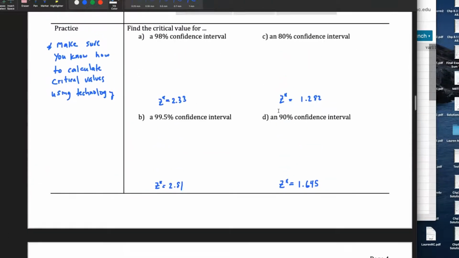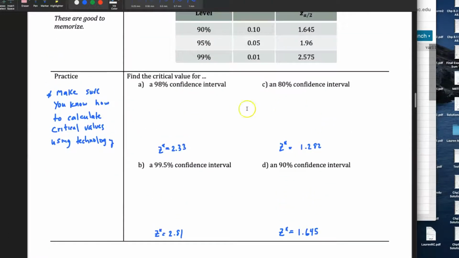And so just as a practice, here are some questions. What's the critical value for these different confidence intervals here? And so I'll show you one, but I'll let you try the rest of them. Now, in each of these, as you have a 98% confidence level, that means your alpha is 0.02. Here, your alpha is 0.20, because 20%. Your alpha here is 0.005, okay? And your alpha here is 0.10, because we're turning those to decimals.